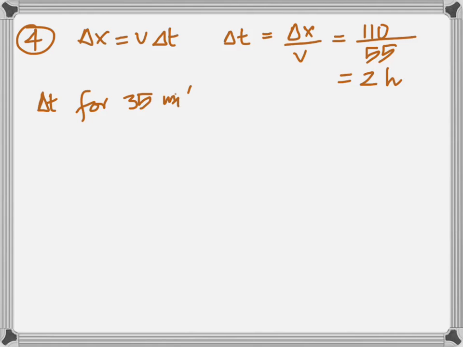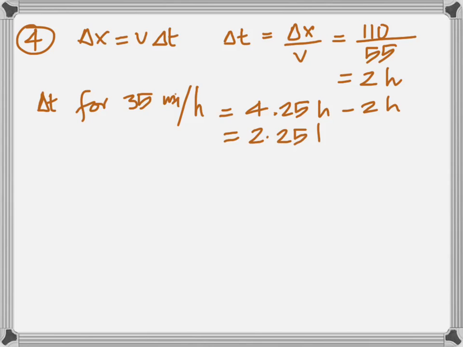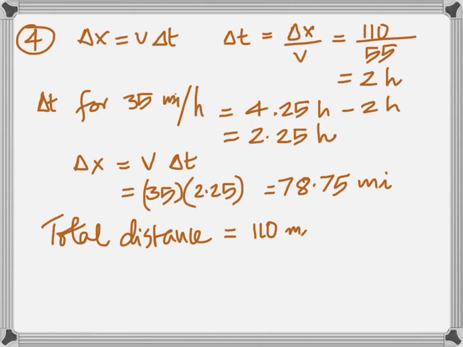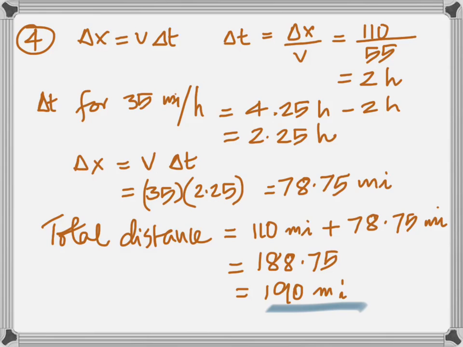And therefore the time for which you're driving at 35 miles per hour is 4.25 take away 2, which is 2.25 hours. Therefore, the distance traveled during 2.25 hours is the velocity that you had, which is 35, multiplied by 2.25, which gives you 78.75 miles. Now, so in the first part you were driving for 110 miles, and in the second 78.75. So the total distance is 188.75 miles. Taking significant figures into consideration, you get 190 miles.